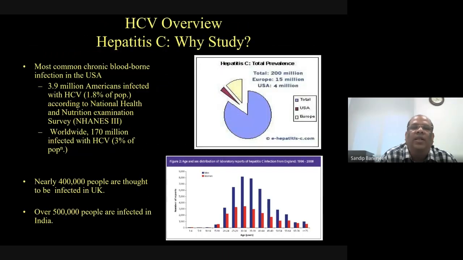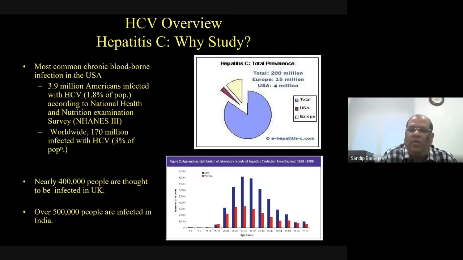So why are we studying this? Because, as you can see, it is a disease that is not curable. Once this virus enters your body, it will stay there. With medicine, you put it in the latent form, but again, it can come up.